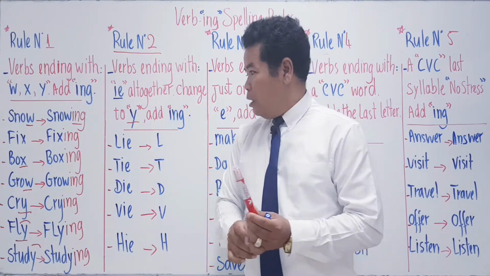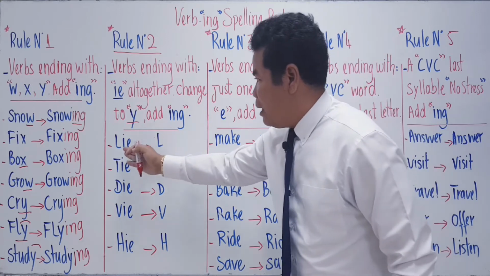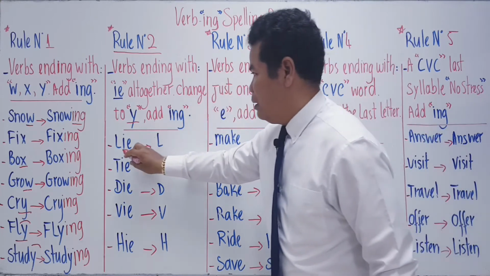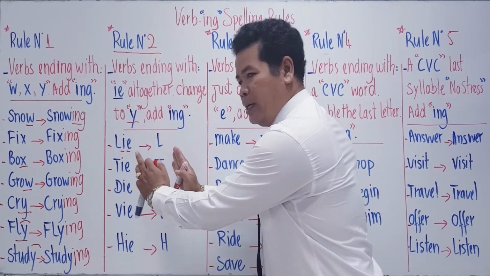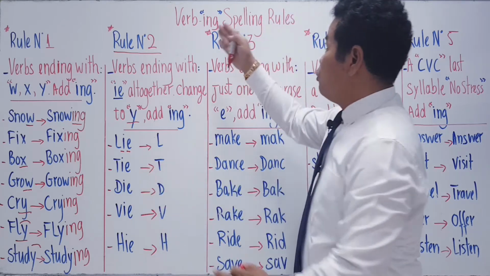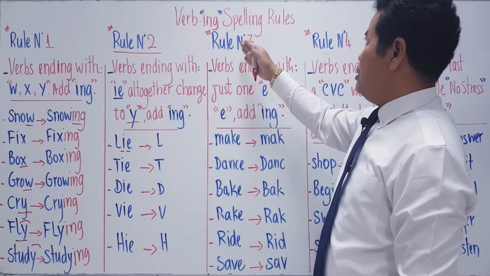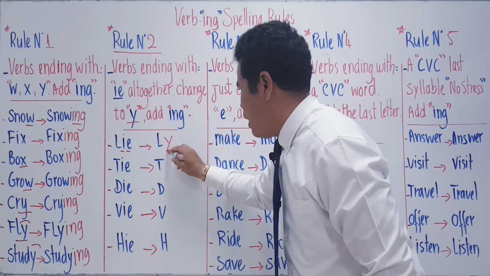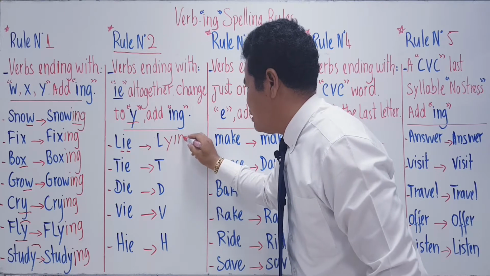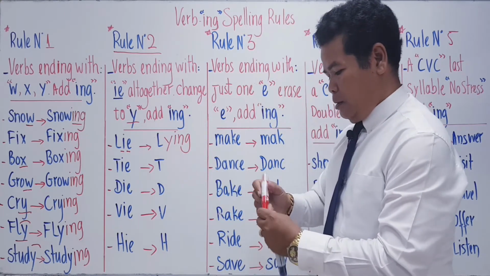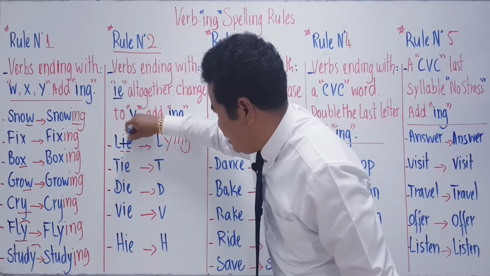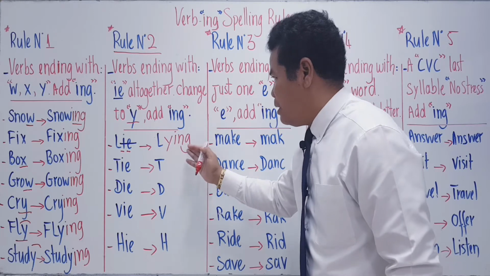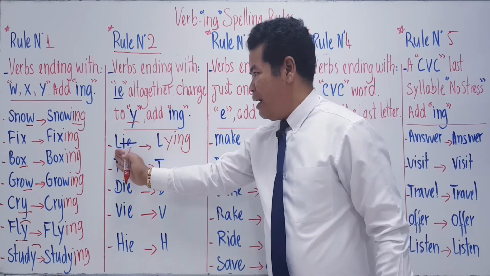Okay? Look at this. Lie. What do you see at the end of the verb? IE together. So, the rule of spelling verb plus ing is just change IE to Y and then plus ing. Erase IE and change it to Y plus ing. So we have lie, lying.